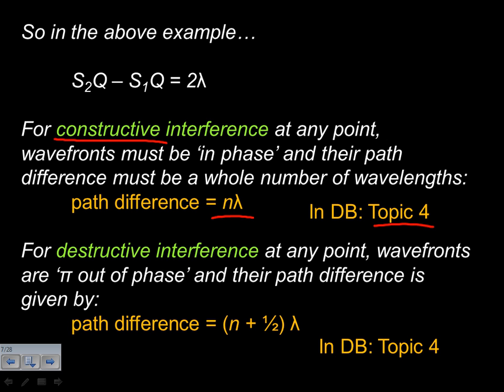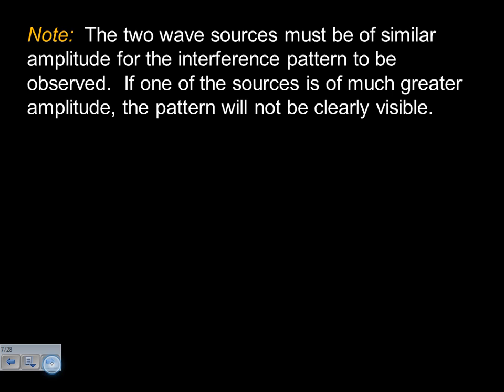And then when the path difference is half a step or half an interval different, that's destructive interference, or that would be a dark spot. And it's 180 degrees out of phase. Okay? So that's the path difference review from topic 4. Oh, and note that the two wave sources need to be similar in their amplitude in order to observe the interference pattern. If they're different, it's not going to be visible or it's going to be fuzzy. So we always assume that they're similar in amplitude.